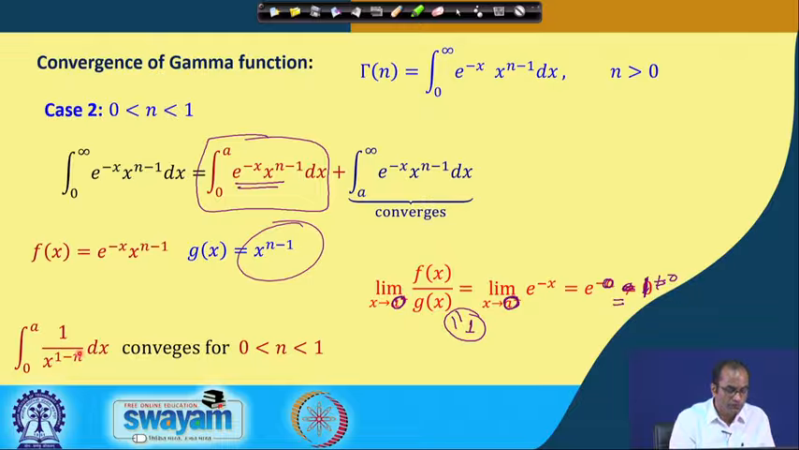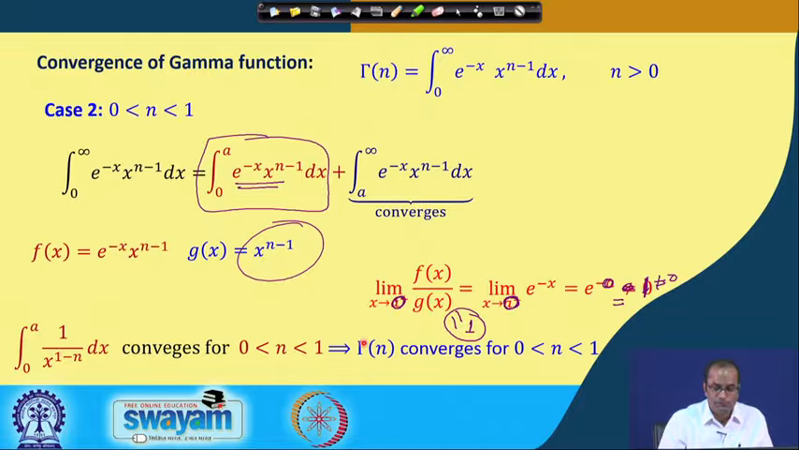This integral converges, we know this test integral, and based on this we can conclude that our gamma integral will also converge, because they will behave the same. If this integral converges, the other one will also converge. If this diverges, the other one will also diverge, because this limit is 1 here. So, in this case this integral converges again when n is between 0 and 1.